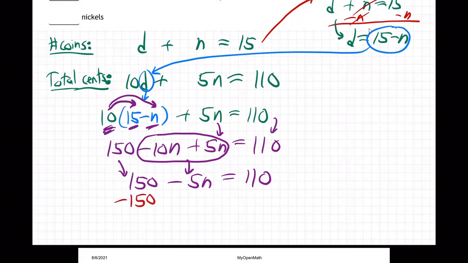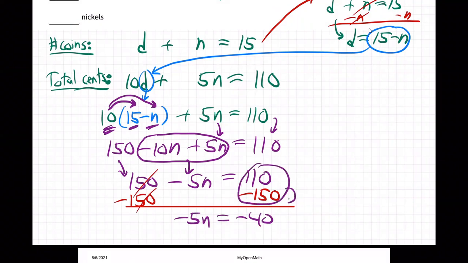All right. Let's keep going. Subtract 150 from both sides. And so we're down to minus 5N is minus 40. Last step, divide by minus 5. N equals positive 8. Two negatives make positive there. So we got the number of nickels. The number of nickels must be 8.